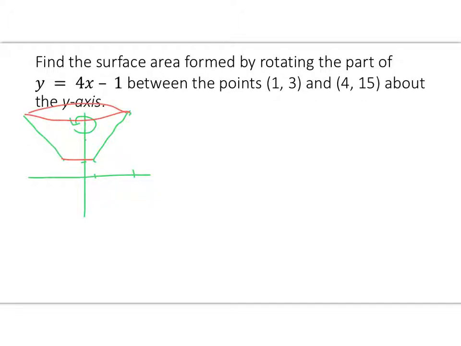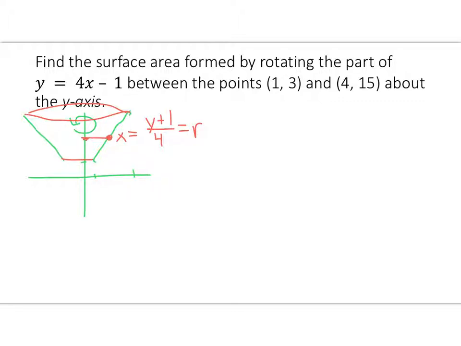So my radius goes out to here, but it needs to be in terms of x equals instead of y equals, because everything is in relation to the y-axis this time. So x is going to equal y plus 1 divided by 4. So that's going to be my radius.